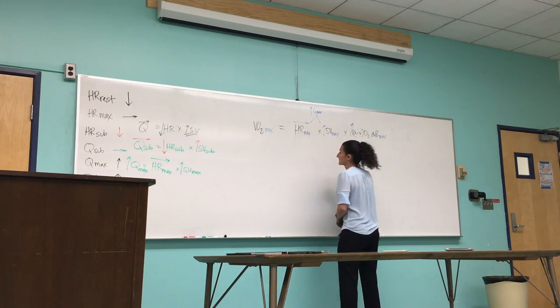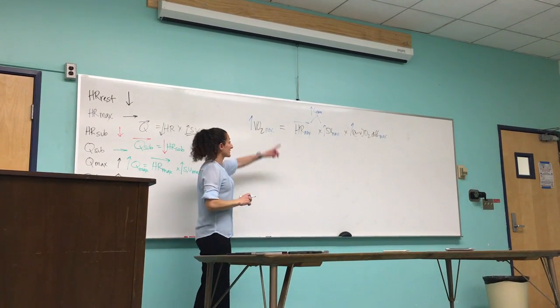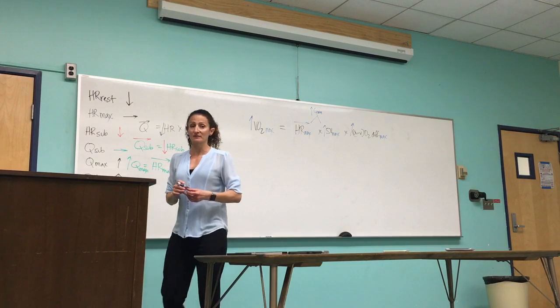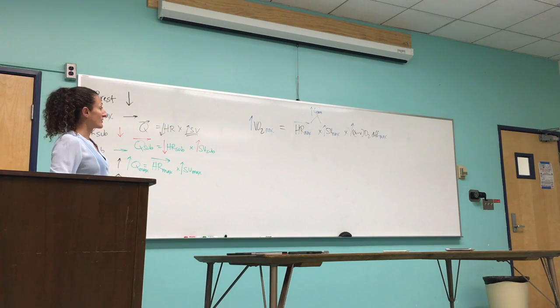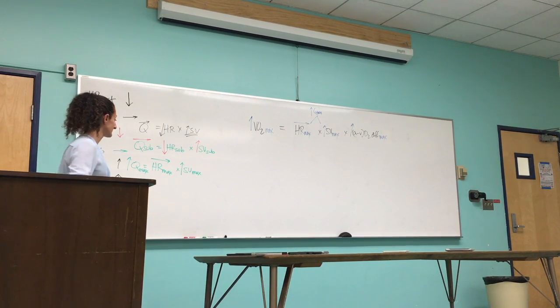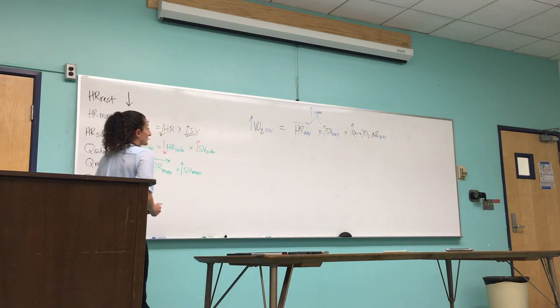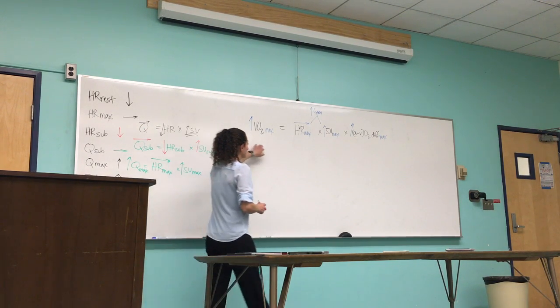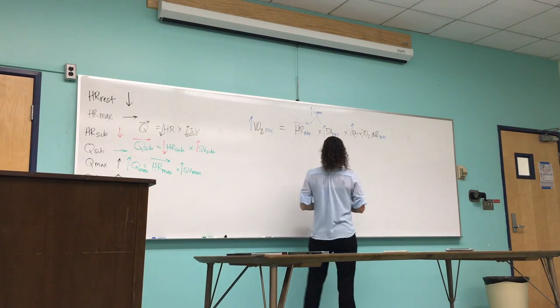It increased. Okay, so VO2 max increases with endurance training because cardiac output max increases, mainly due to increases in stroke volume, and AVO2 difference max increases. Okay, so let's go back and add the details for what's causing the increases in these.